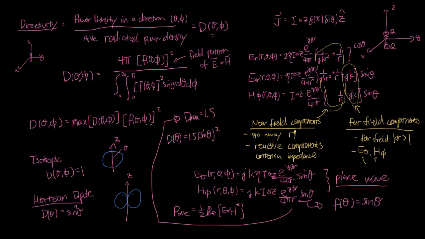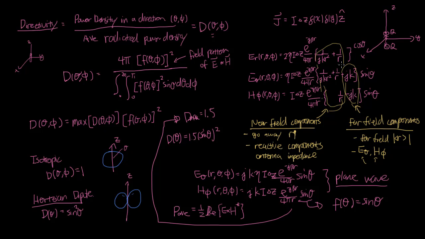We also took a look at a simplification equation here, where if you know what the maximum directivity is, you can also just write this directivity as the maximum value times the field pattern squared. So then you don't have to do this whole integral. You can just take the maximum value and square the field pattern.